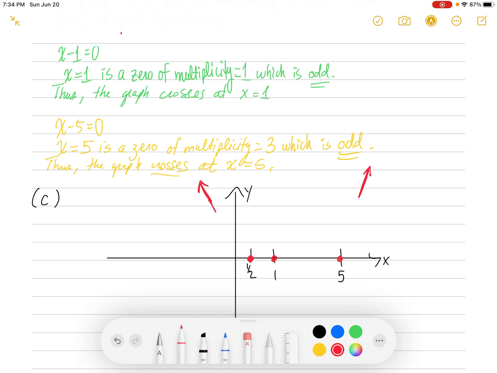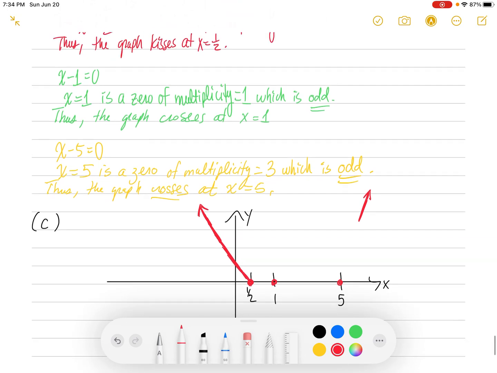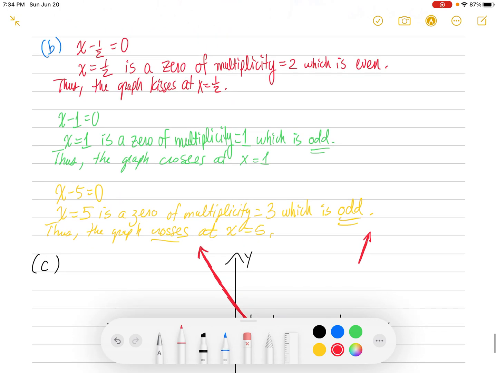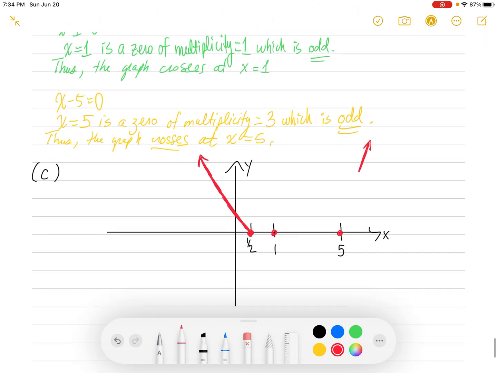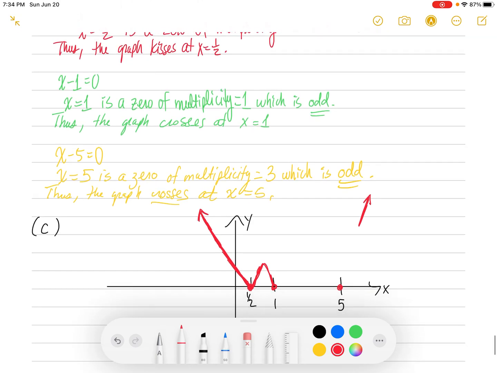Now we know that the left arrow here, the one that's going up to the left, has to come and connect to 1/2, right? It has to hit 1/2. What does it do at 1/2? Well, in part B, we said it kisses. So it's going to bounce off 1/2. And then it has to come back and reconnect to 1.